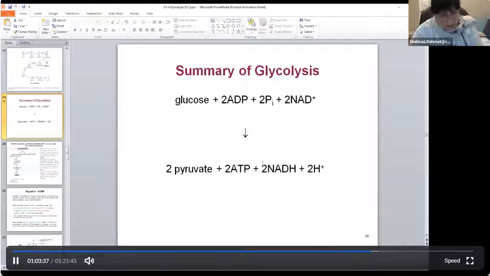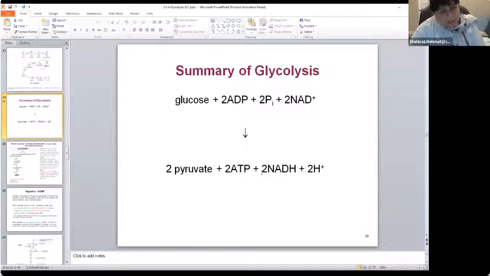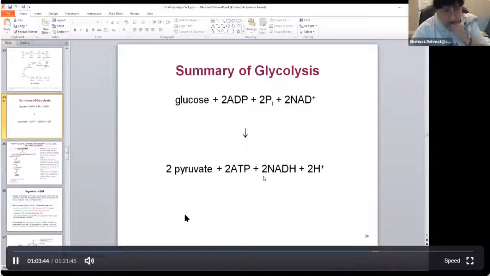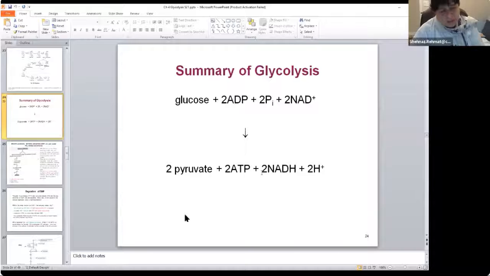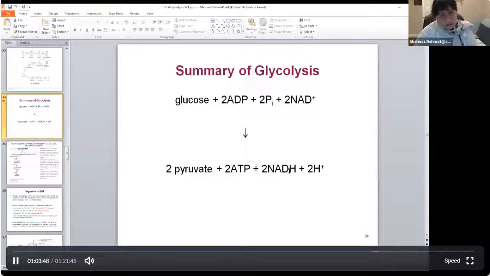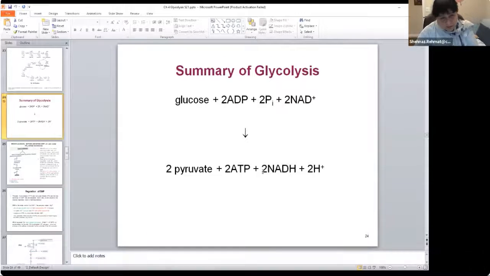Two ATPs total, and some carriers that are now carrying the electrons that were taken or ripped away from the glucose, and they will be carrying it to the electron transport chain and be able to produce more energy for the cell, right? So the whole load down, do you understand the summary of glycolysis?